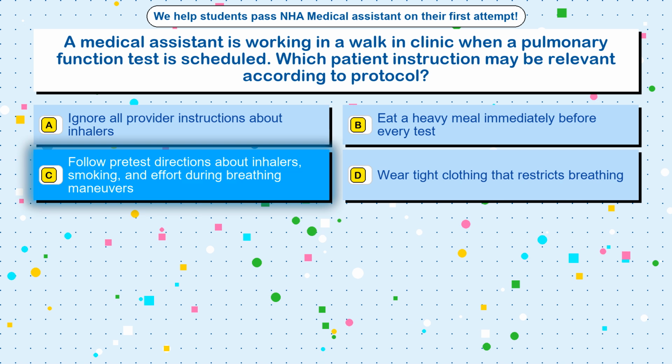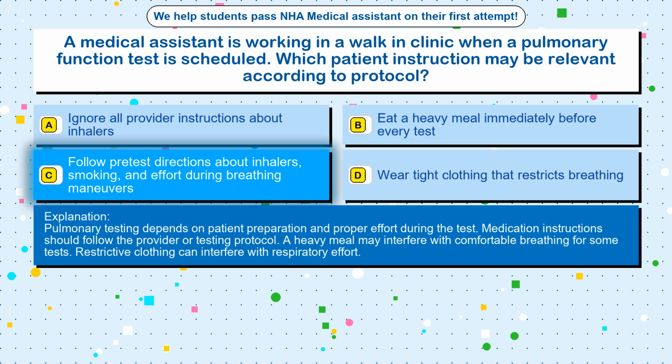The correct answer is option C, follow pre-test directions about inhalers, smoking, and effort during breathing maneuvers. Pulmonary testing depends on patient preparation and proper effort during the test. Medication instructions should follow the provider or testing protocol. A heavy meal may interfere with comfortable breathing for some tests. Restrictive clothing can interfere with respiratory effort.